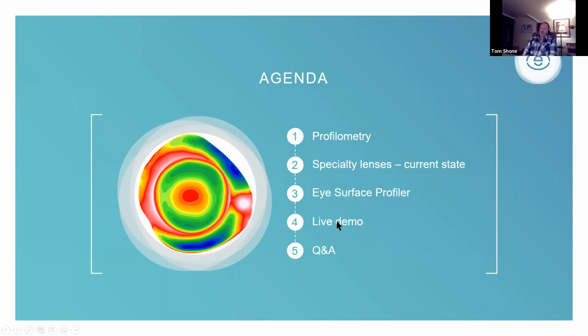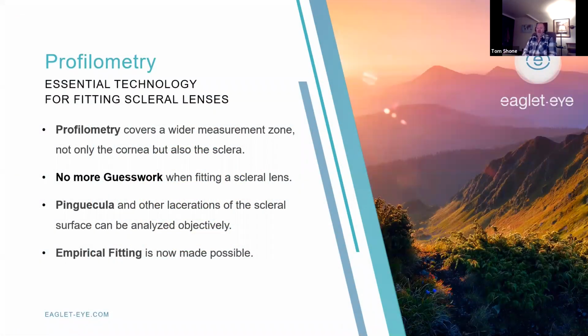Then we're going to kick it over to Reinier Stortelder. He is the head of professional affairs. He pretty much heads up everything at Eaglet Eye. He's in Utrecht, the Netherlands, and so he'll walk you through the software and show you some live demo stuff and show you, I think, 3 different cases. Let me get going and talk to you a little bit about profilometry.